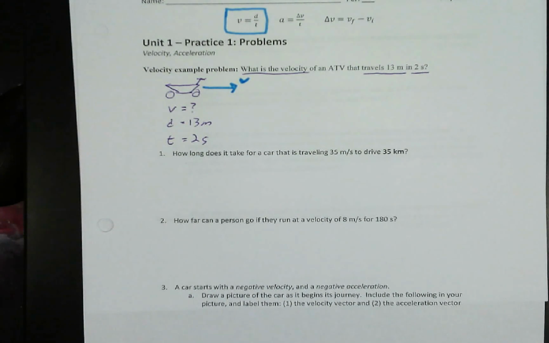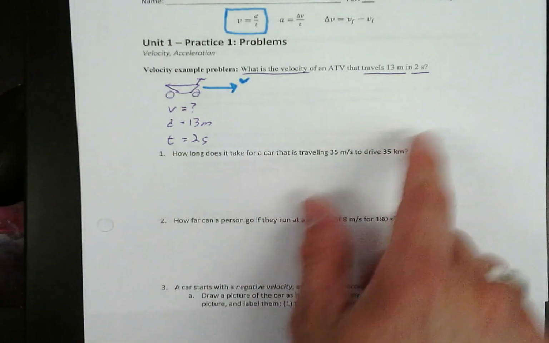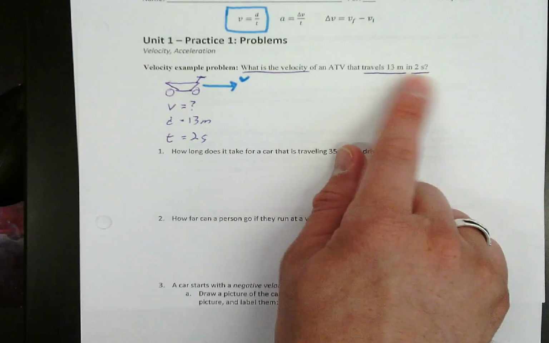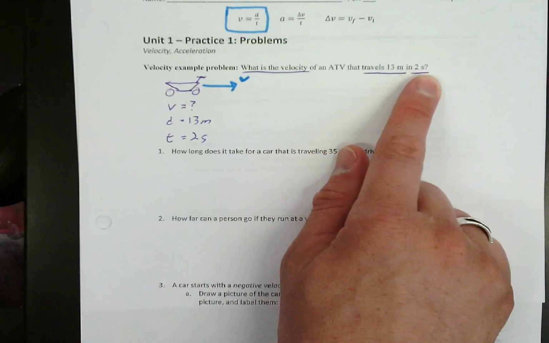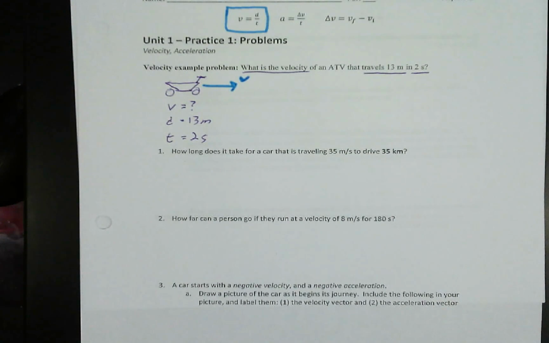Keep in mind, the easiest way to figure out what it's giving you is to look at the units. Meters has to be displacement. Seconds has to be time. So units are the easiest way to figure out what you have and what you need.